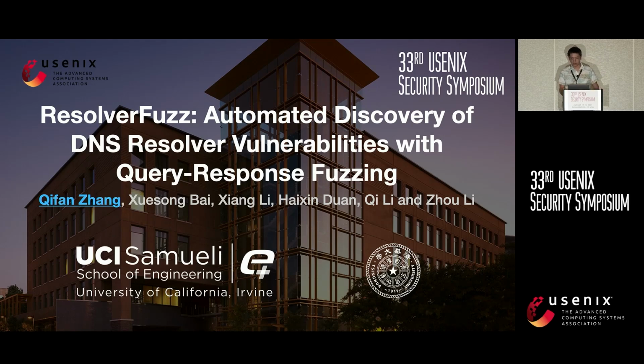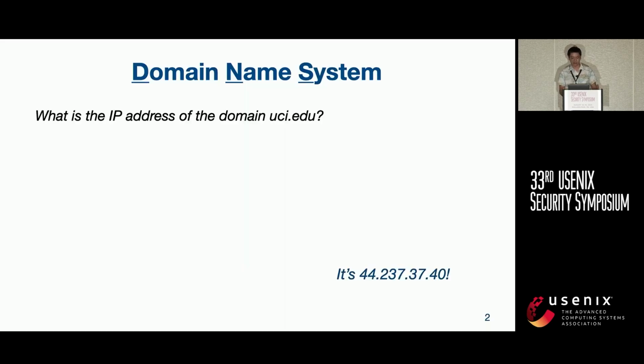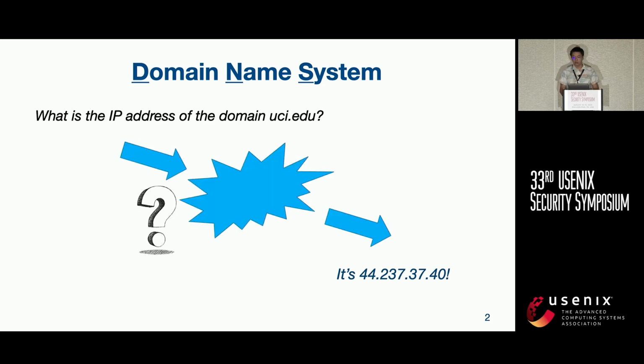So let's first talk about the object we're going to fuzz. It is the Domain Name System, which is DNS. So what is DNS? You can imagine it is kind of like a translation between human-friendly internet domains and machine-friendly IP addresses. For example, if you want to know the IP address of USENIX.edu and you get the answer of this IP address, DNS does the magic to translate USENIX.edu into this IP address.